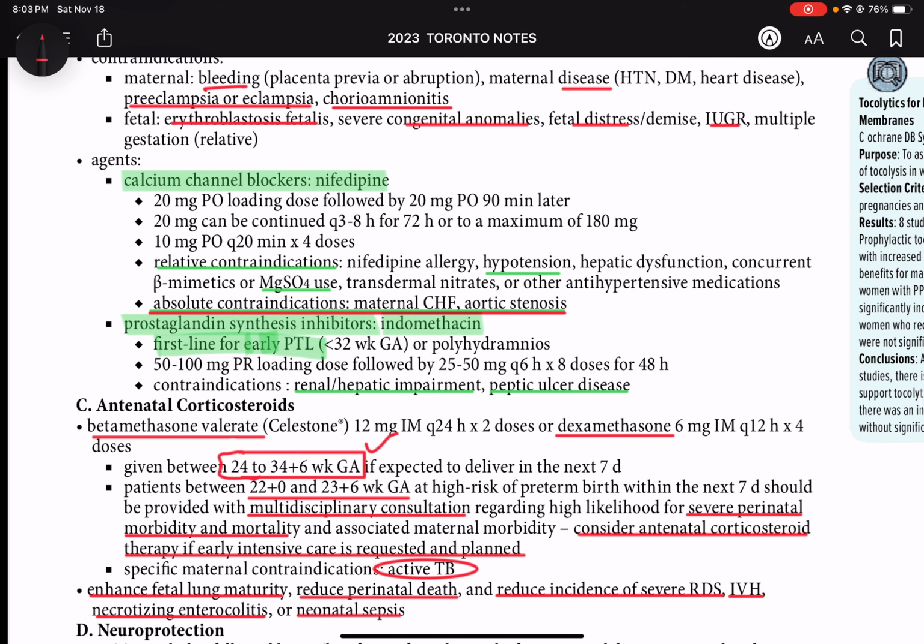And the absolute contraindications: make sure the mother herself doesn't have chronic congestive heart failure or aortic stenosis. You wouldn't want to give that calcium channel blocker. You wouldn't want to create hypotension. So in those cases, the first line for early preterm labor would be indomethacin. So you're going to go for indomethacin. There are some contraindications for that too, which are peptic ulcer disease or any renal or hepatic impairment.